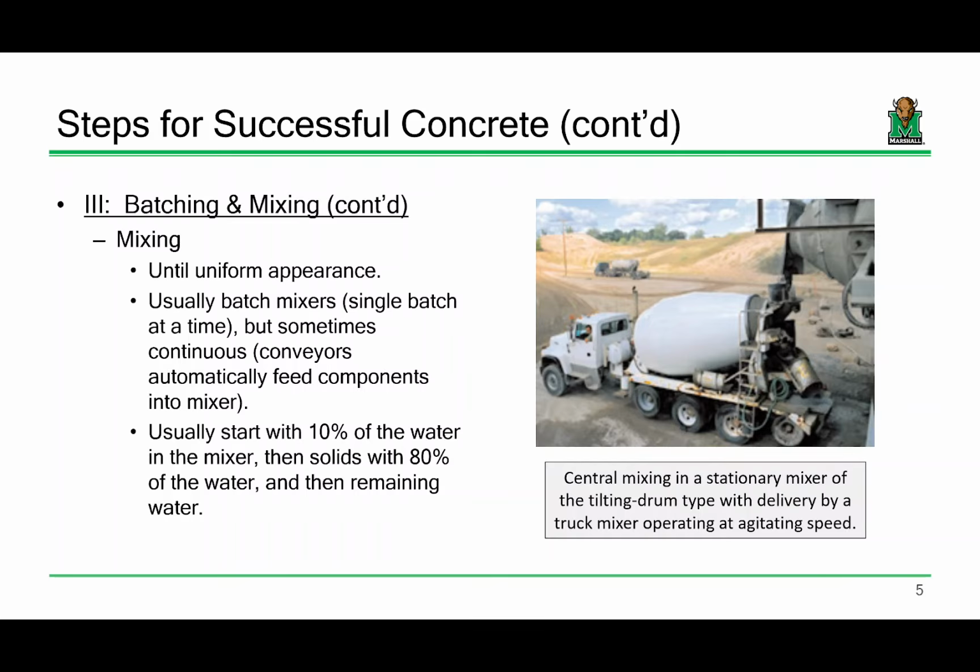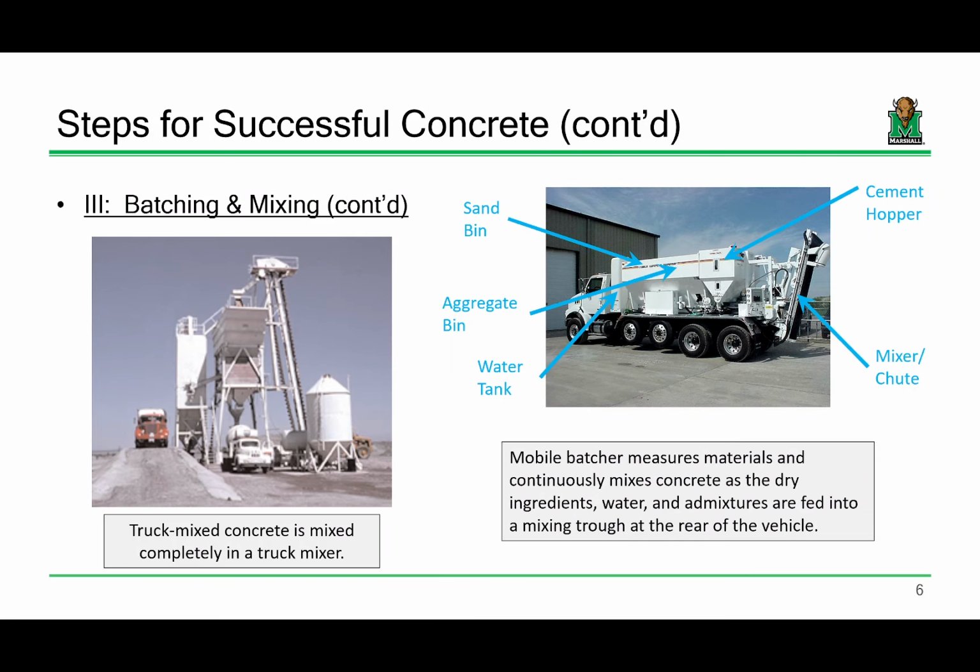So the idea behind the batching and mixing process is your batch plant will proportion the ingredients, put it in your mixing truck, put in the water, and you start mixing. There is such a thing as a mobile batch plant. I think I have a picture of that on the next slide. Yeah, here's a mobile batch plant.